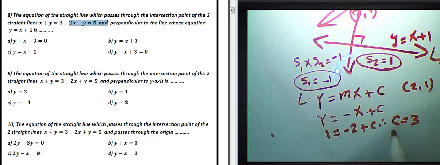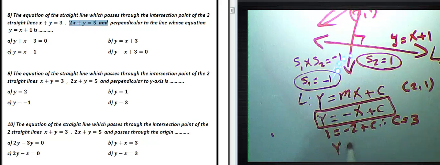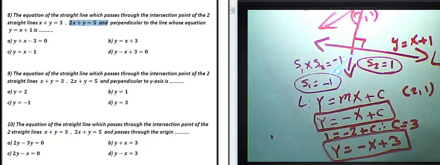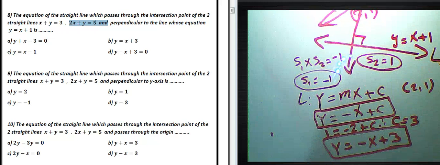So the constant will be 3. Then the equation will be what? y equals -x plus 3. Okay, it's the result of question number 8. The result will be y equals -x plus 3.